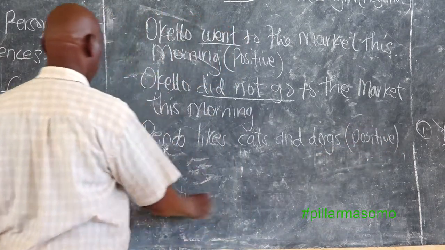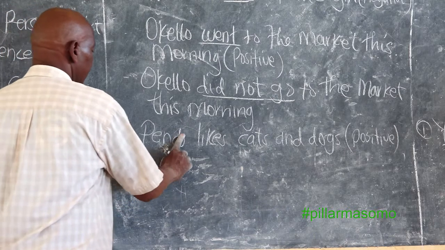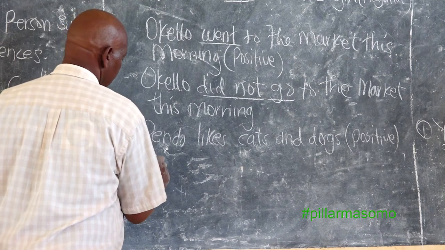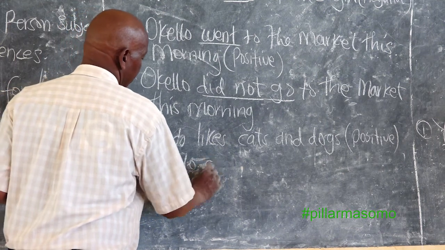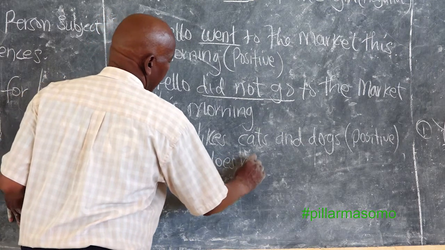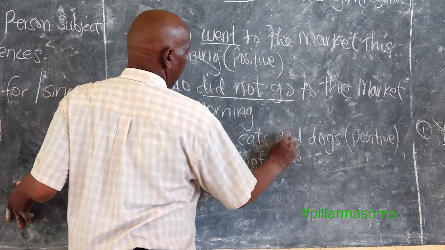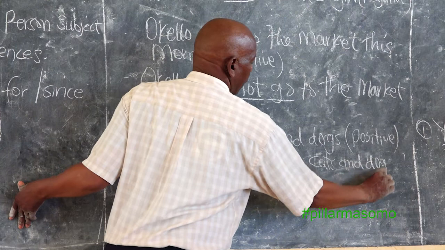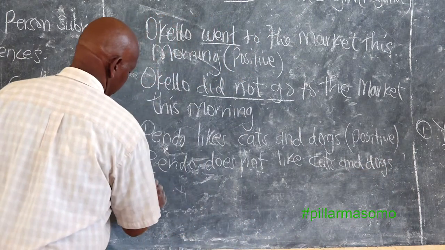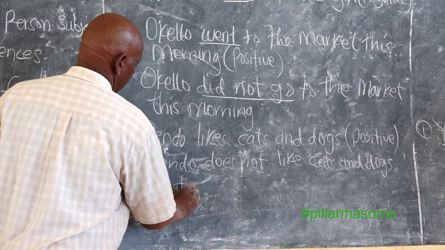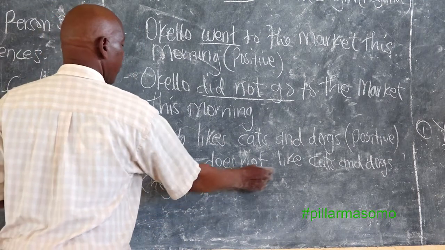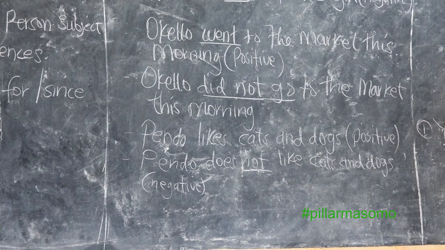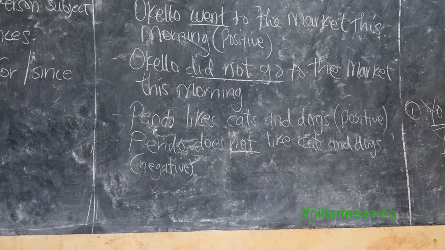Yeah, it is positive. The other sentence, negative, you say, Pendo does not like cats and dogs. This one is negative, because we have not. Pendo likes cats and dogs, positive. Pendo does not like cats and dogs, negative.